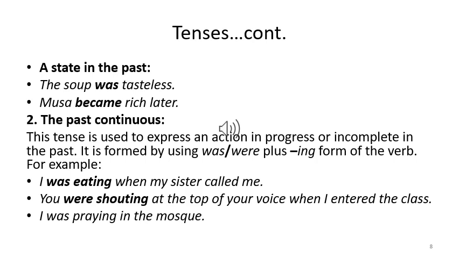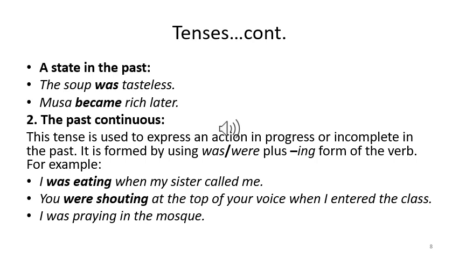So it is talking about something, it is all in the past, it has happened, but this sentence is telling us that something was going on when something else happened. So I was eating when my sister called me. So you can see we use the verb to be, was and were, plus the ing form of the verb. Eating. I was eating when my sister called me.